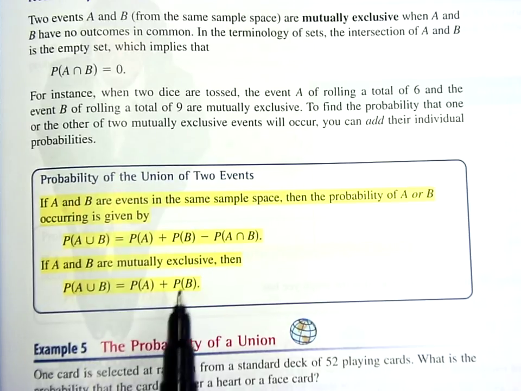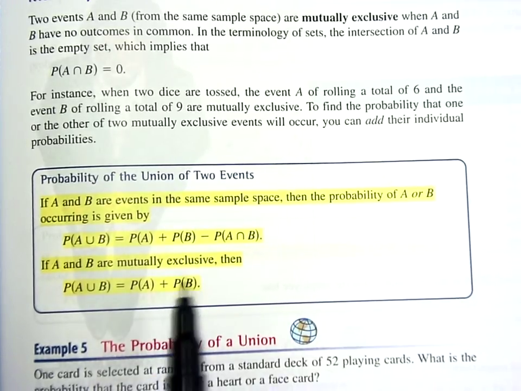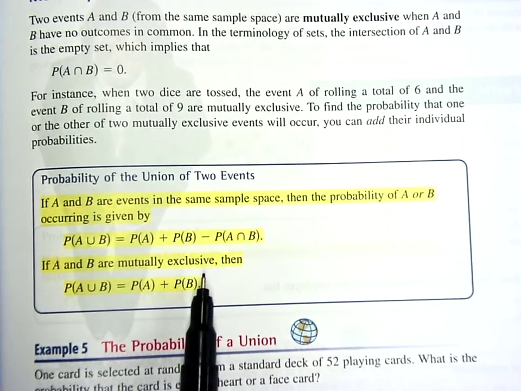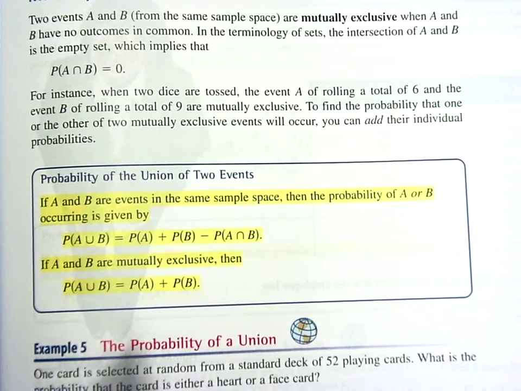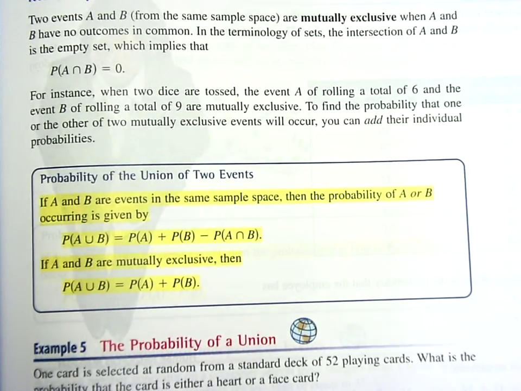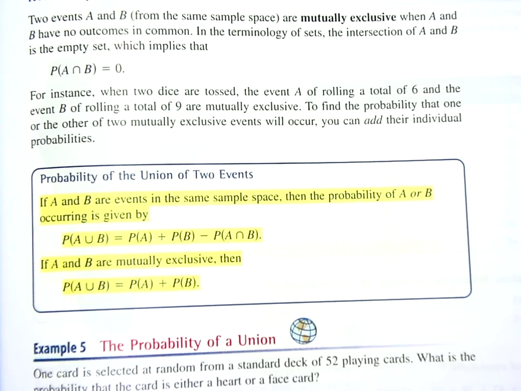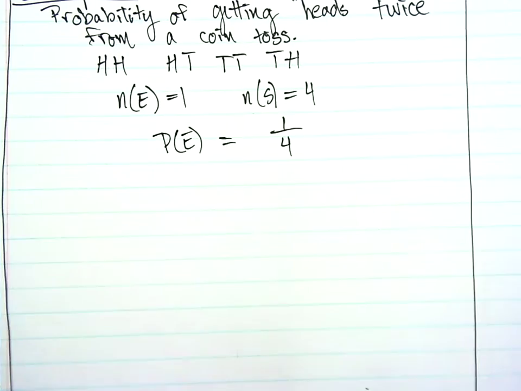Over here, this is just kind of additional pieces because it's the same exact formula, but it doesn't include this part. The reason is because if we're saying something is mutually exclusive, it means that there is no overlap, so I don't have to subtract anything anyway. All right, so we're going to go ahead and do the next example now.